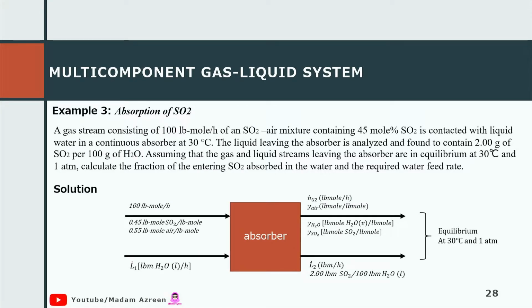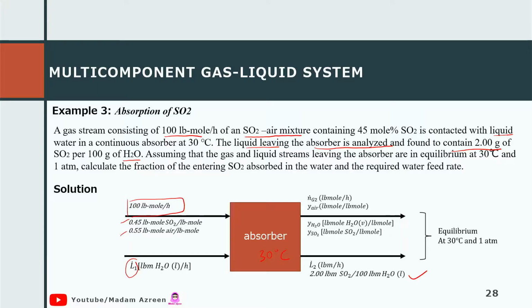The next example is also about absorption. We have a gas stream of 100 pound mole, a mixture of SO2 and air, going into the absorber in contact with a liquid, which is liquid water at a temperature of 30 degrees C. The liquid leaving the absorber is analyzed and found to contain 2 gram of SO2 per 100 gram of H2O.